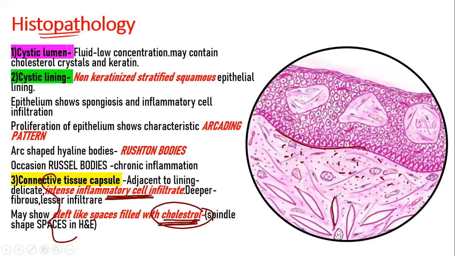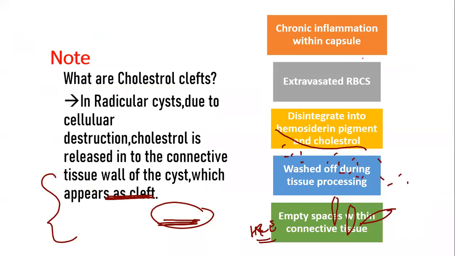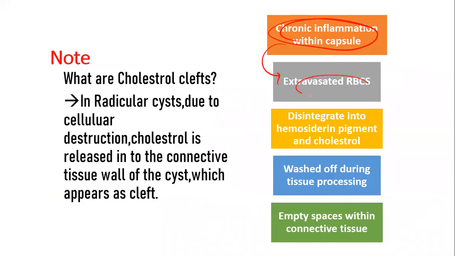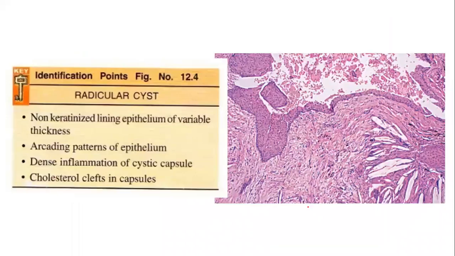So these are clefts, right? Spindle-shaped empty spaces you see on H&E sections. Why these form is that when there is chronic inflammation in your capsule, there is extravasation of RBCs, and they disintegrate into hemosiderin and cholesterol, and the cholesterol part of it is washed off during tissue processing, leaving empty spaces.